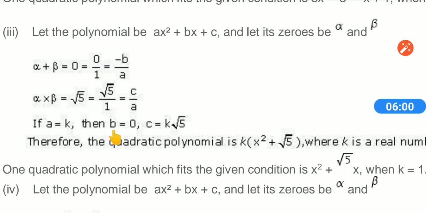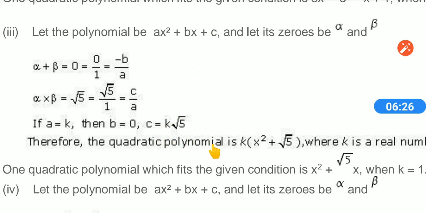Okay, children, in the place of minus b you are having 0. Obviously, b is equal to 0 into k, means 0. In the place of c you are having root 5, means c is some multiple of root 5. So, c can be written as root 5 into k. Substitute all the values of a, b, c here. In the place of a you can write k, kx square plus, in the place of b you can write 0, 0 into x plus, in the place of c you can write k root 5.